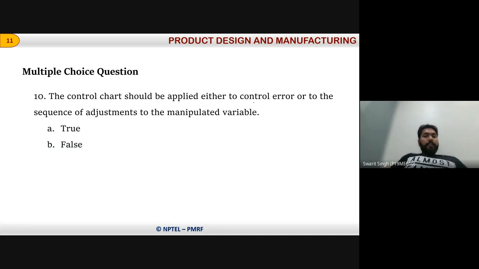Question number 10, it is a true false statement. It says the control chart should be applied either to control error or to sequence of adjustments to the manipulated variable. Is it a correct statement or a false statement? Control chart should be applied either to control error or to the sequence of adjustments to the manipulated variable. False.